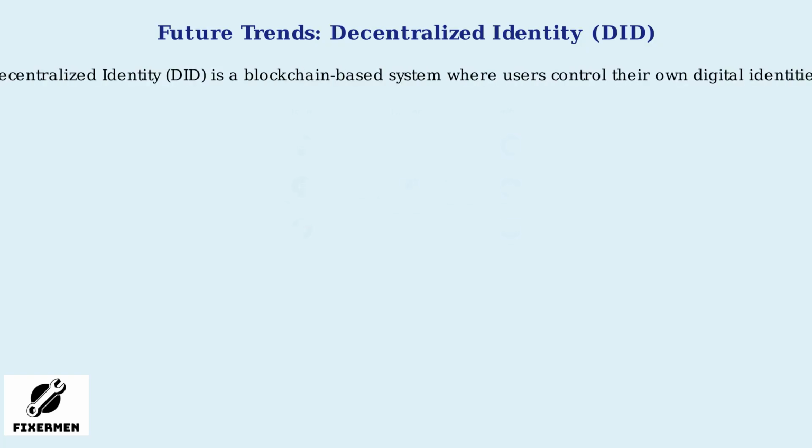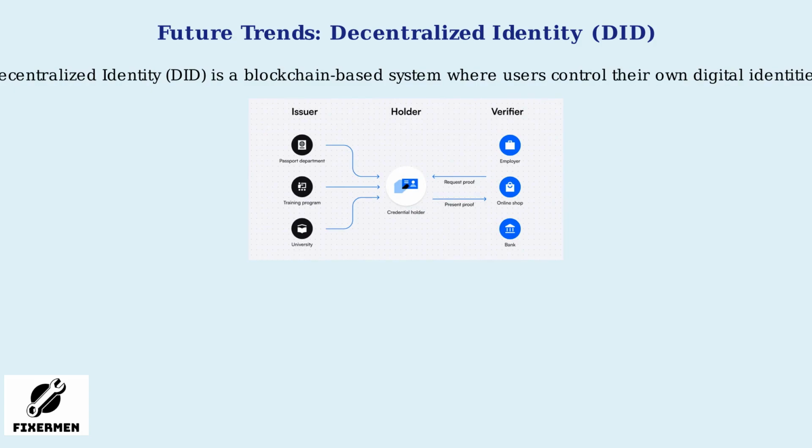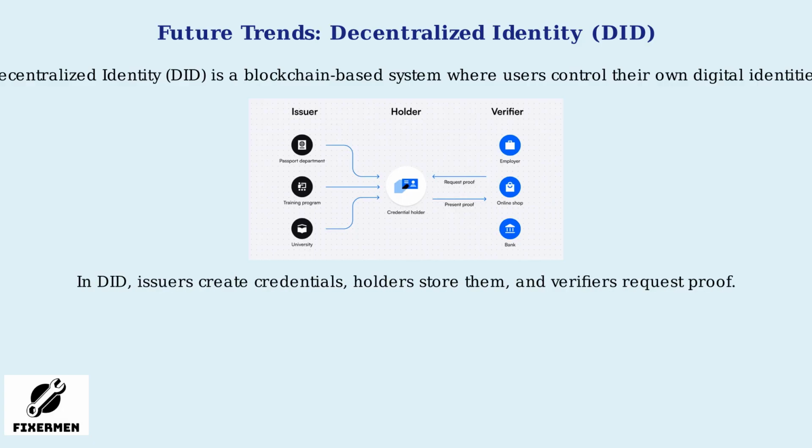DID allows users to control their digital identities through blockchain wallets, rather than relying on centralized systems. In this system, credential issuers provide information to holders, who then share proof with verifiers as needed.